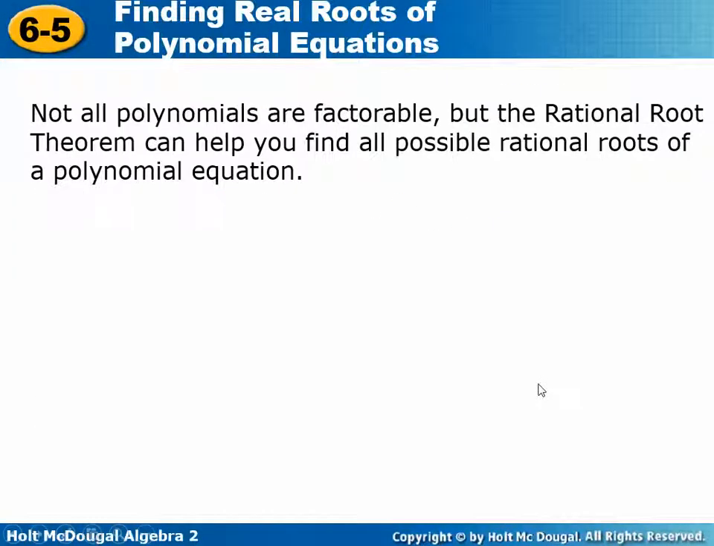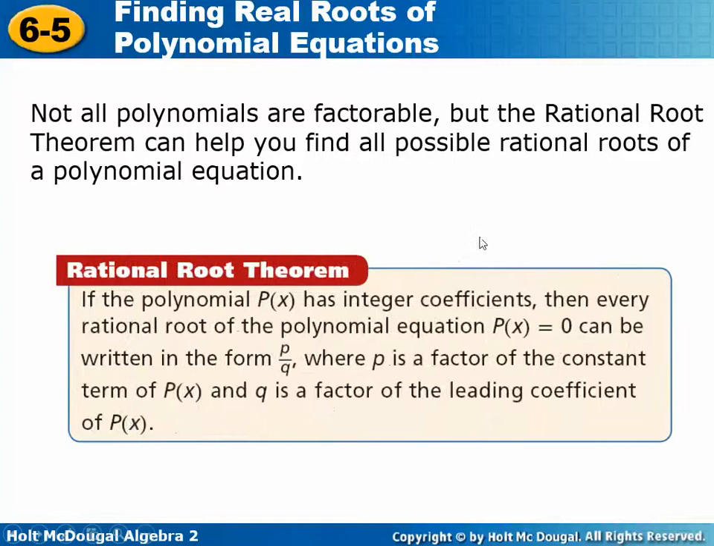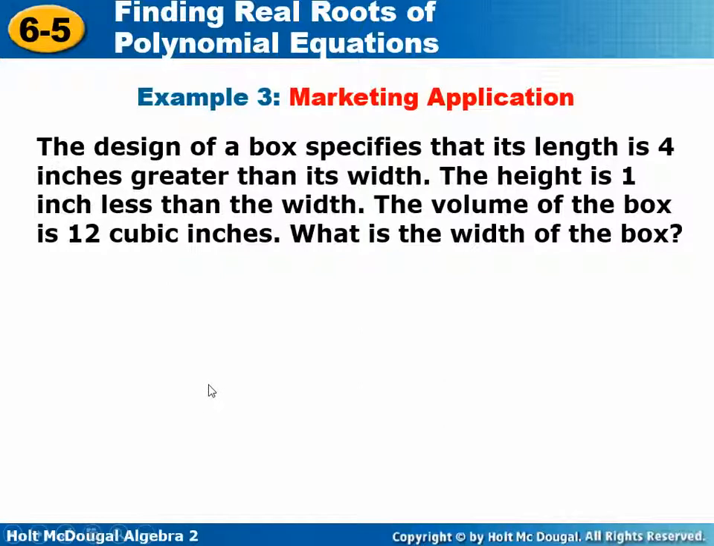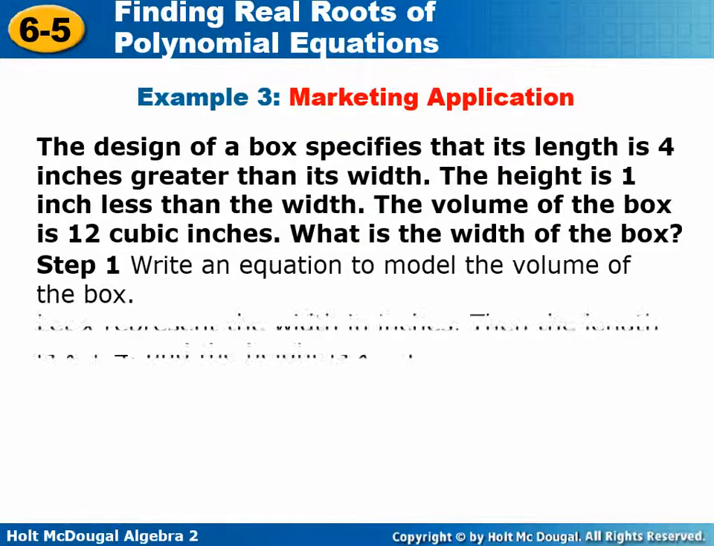All right, not all polynomials are factorable, but the rational root theorem can help you find all possible rational roots of a polynomial equation. Here's the rational root theorem. It's a little lengthy. If the polynomial, p of x, has integer coefficients, so like 1, 2, 3, -1, -2, -3, then every rational root of the polynomial equation can be written in the form of p over q, where p is a factor of the constant term and q is a factor of the leading coefficient. This helps us find our possibility ones.